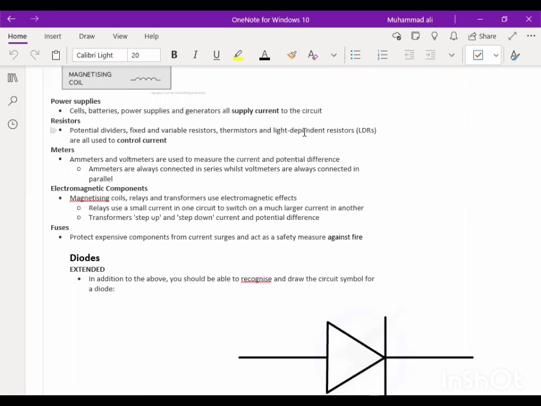Then we also have fuses. They're going to protect expensive components from current surges and act as a safety measure against fire. This we're going to discuss in practical electricity.